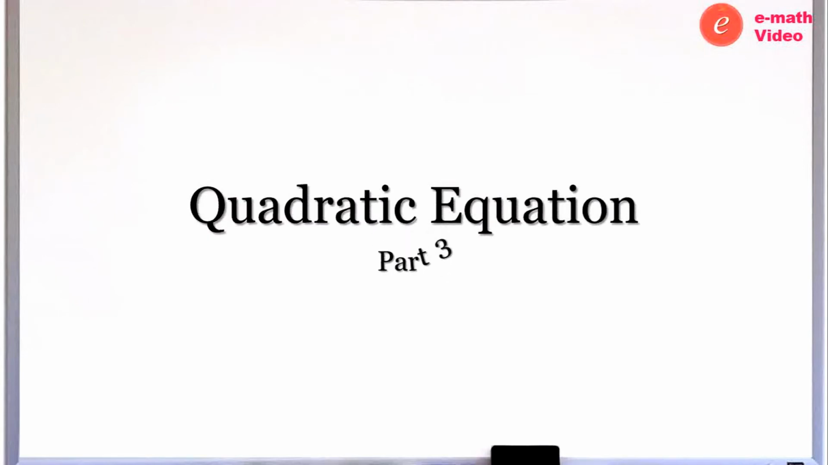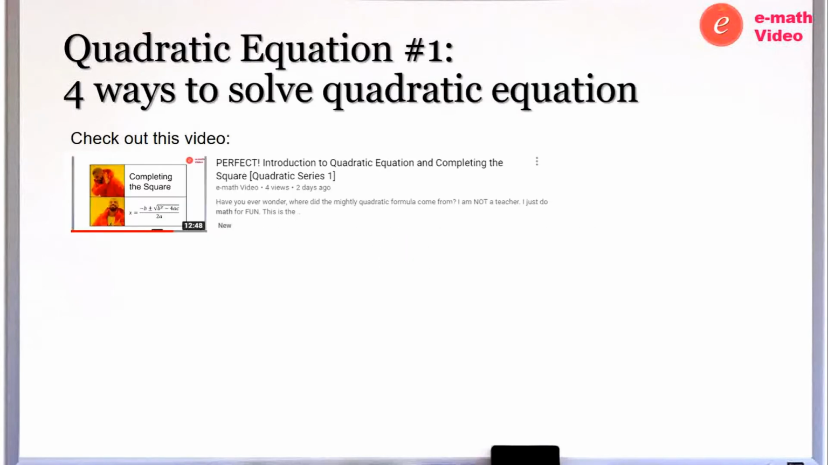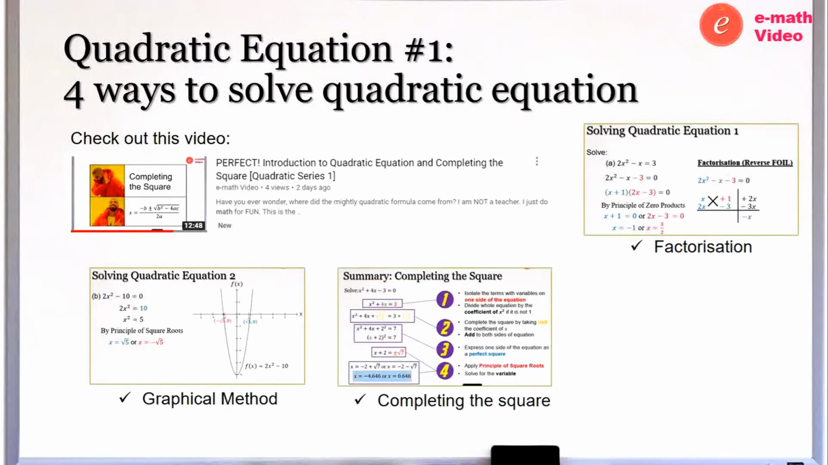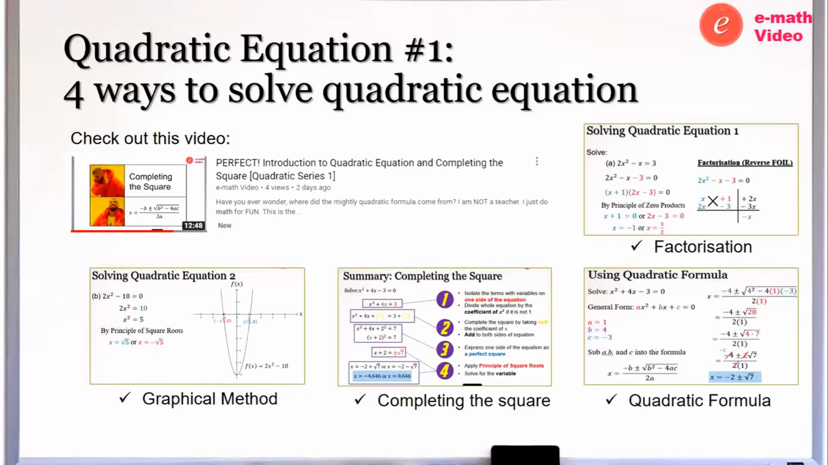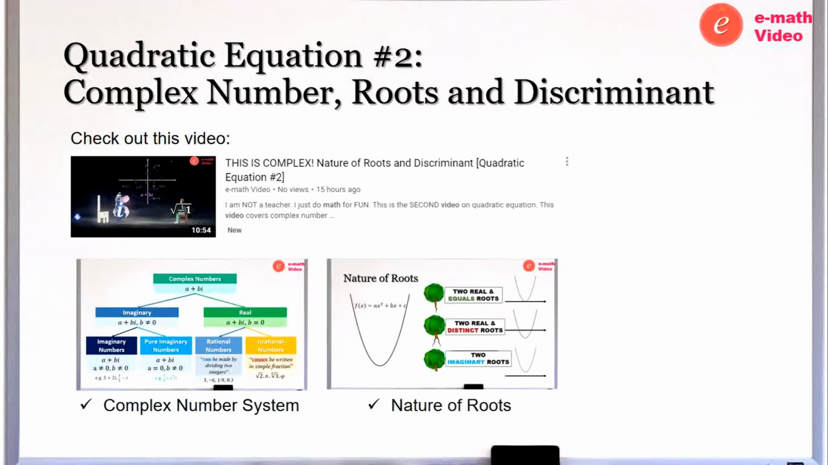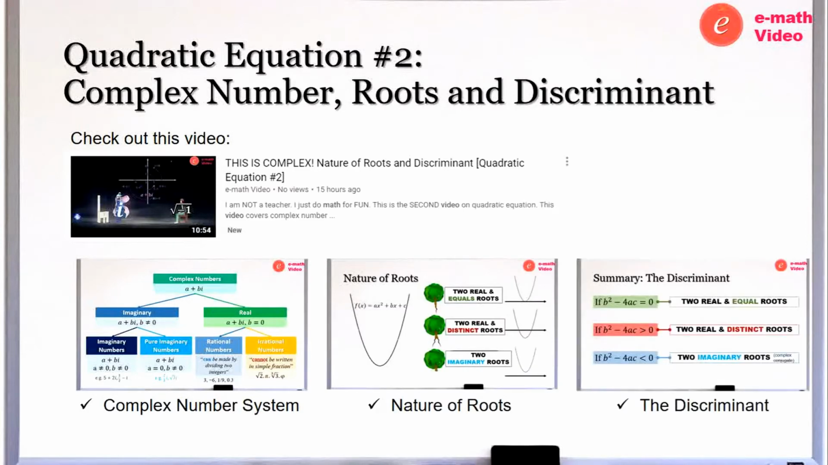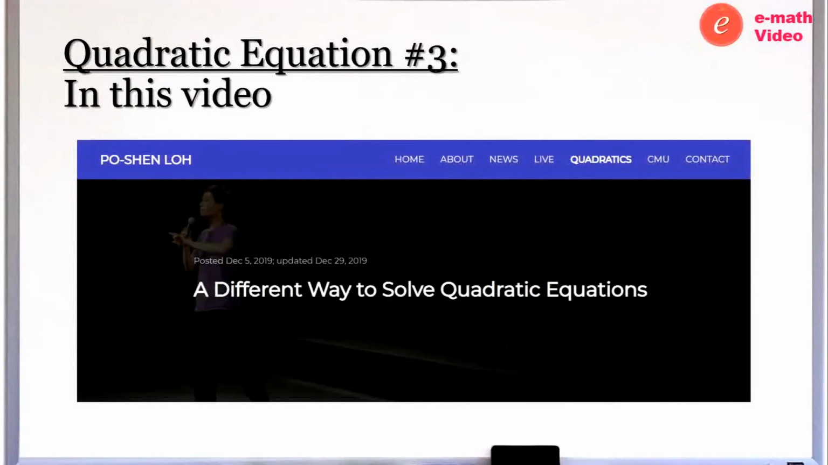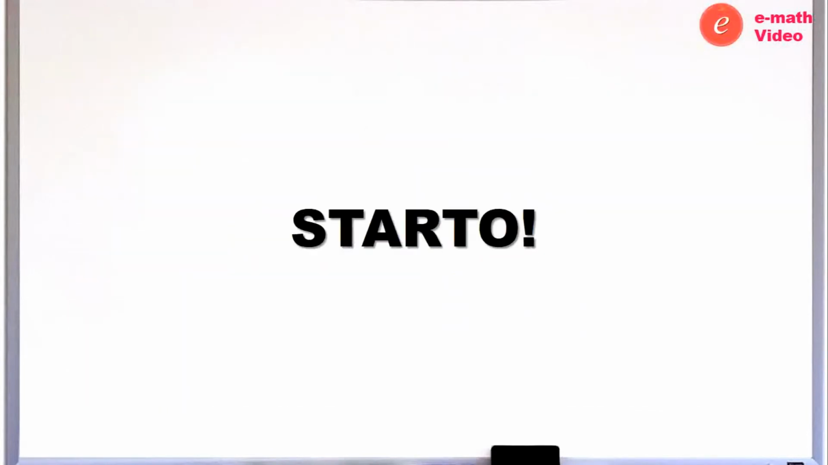Today, we will continue the quadratic equation series for part 3. In previous videos of the series, we have learned 4 ways to solve a quadratic equation, which are factorization, graphical method, completing the square, and using Brahmagupta's formula. In part 2, we covered the complex number system, nature of roots, and the discriminant b squared minus 4ac. Today, in part 3, as promised, we'll finally talk about the new method to solve quadratic equations. Are you ready? Let's start off.